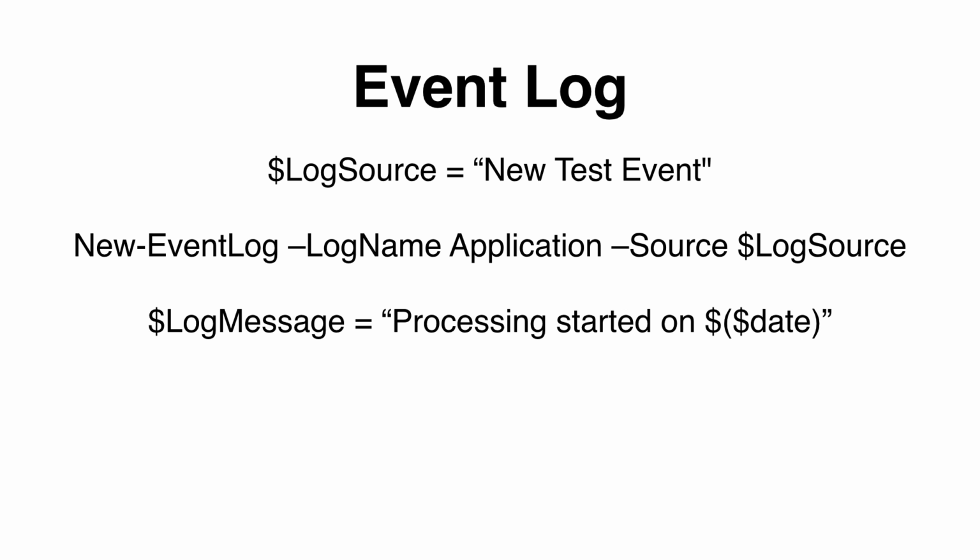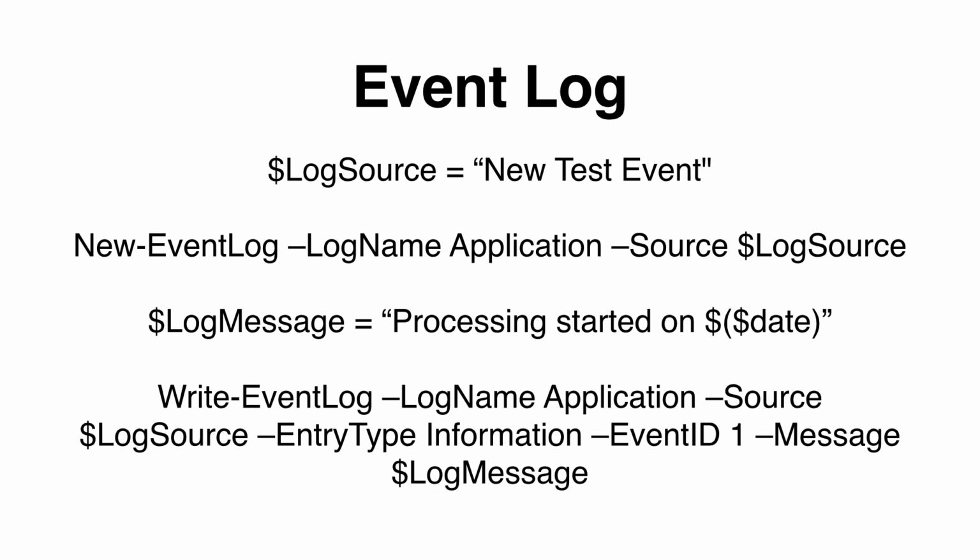To write a message, we're first going to create a variable of the message that we want to write. We can write anything into the event log. In this example, I'm just getting the date when the process is started, and then I can write that into the message of the event log. To write stuff into the event log, you call the Write-EventLog commandlet.